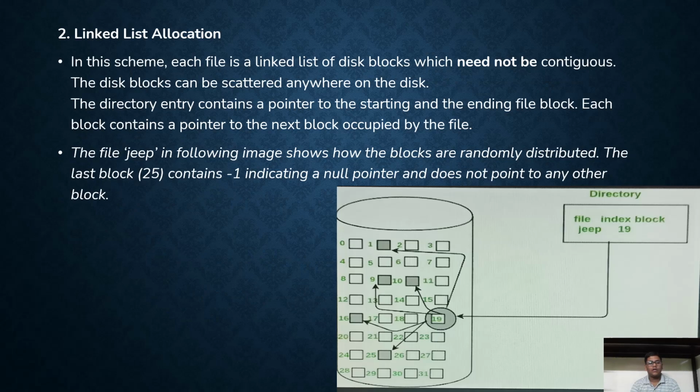Second one, linked list allocation. In this scheme, each file is a linked list of disk blocks which need not be contiguous. These disk blocks can be scattered anywhere on the disk. The directory entry contains a pointer to the starting and the ending file block. Each block contains a pointer to the next block occupied by the file. The file jeep in the following image has its blocks randomly distributed. The last block, 25, contains a null pointer and does not point to any other block.